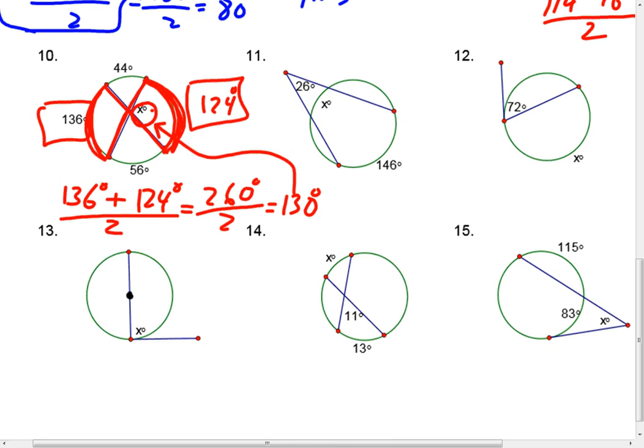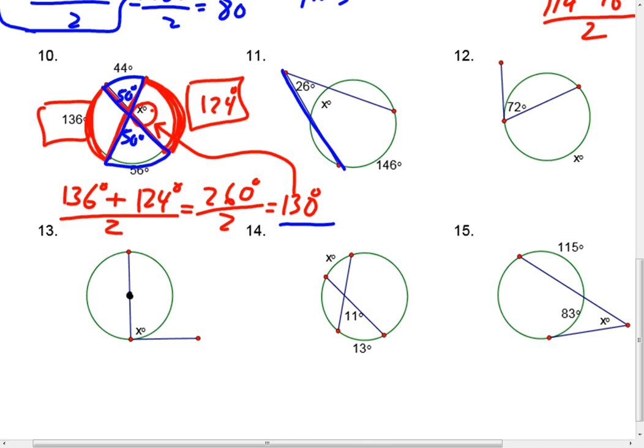Or couldn't I have just done the same thing with an hourglass here? Could I have taken 44 and 56, added them up, got 100? That makes this angle 50. That makes this angle 50. Then I've got a linear pair with my 50. Very easy to figure out that the other one is 130. Don't forget everything you've learned up until this point. Vertical angles, linear pairs.